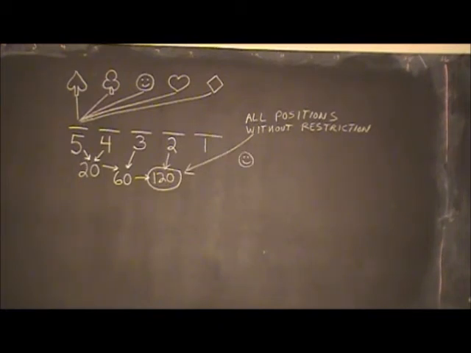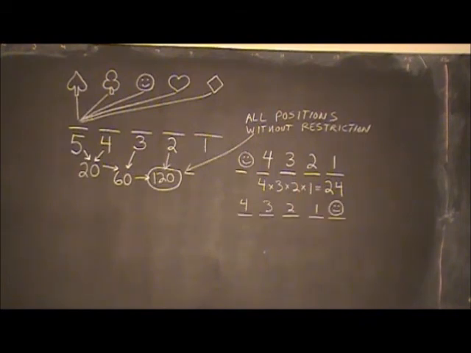Now let's assume the smiley face was placed in the first position. There would be 4 possible symbols to place in the second position, 3 for the third, 2 for the fourth, and then there would be only 1 left for the last. So when the smiley face is placed in the first position, there are 4 times 3 times 2 times 1, which equals 24 possible combinations. Likewise, if the smiley face was in the last position, there would be 4 times 3 times 2 times 1, which equals 24 combinations for the smiley face to be in the last position.